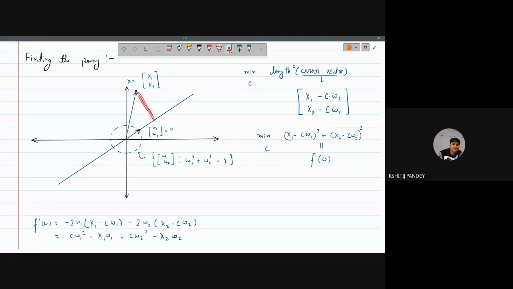No, this vector is not the projection. This will be the projection, right? We'll conclude that. We'll come to that point.